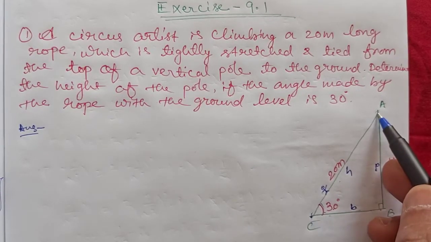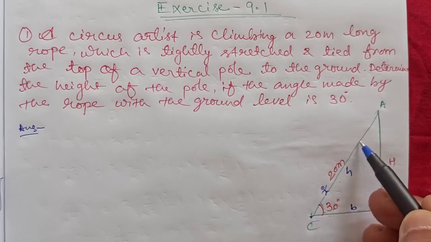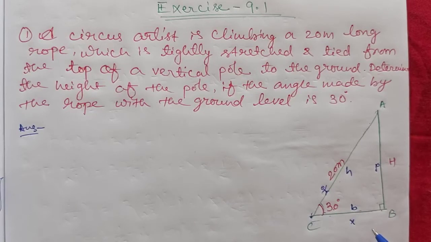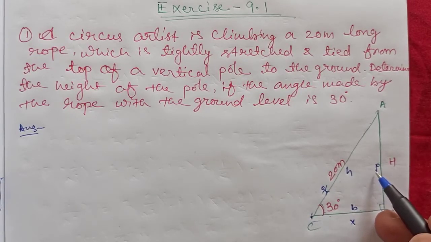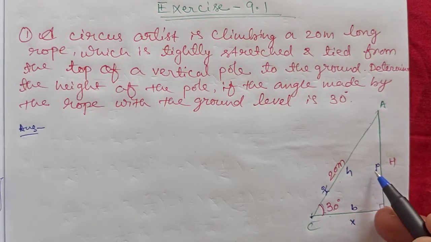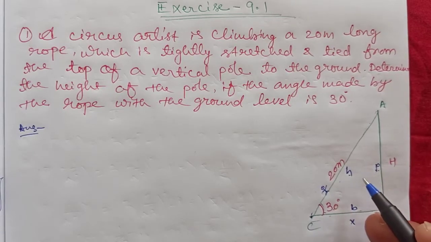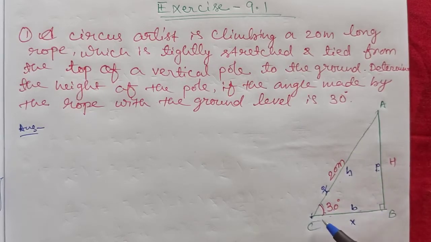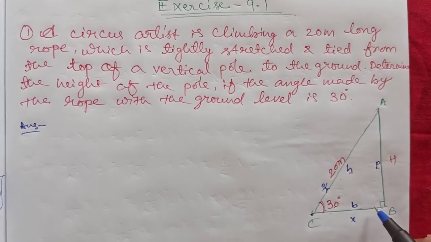So here whose value is given? Hypotenuse is given, correct? We have to find out the height, so there is no use of the base. Which trigonometric function will give the formula of P and H? Sin theta, right? So sin theta is P by H. In this way we can use trigonometric functions to find the length of the rope, the height of the pole, or the distance between the pole and where the rope has been tied. So it is a very easy chapter.